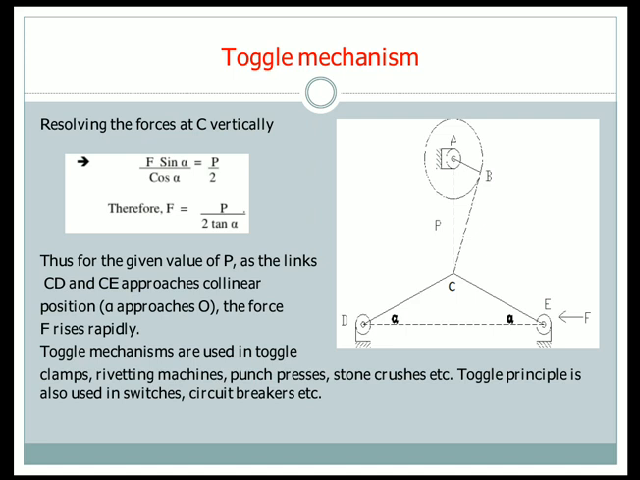Like that, punch presses are presses which apply a large amount of force over short distances, and riveting machines are machines which are used to rivet metal sheets. When we have to join two sheets, there is a process called riveting. Riveting is applying nails and hitting with large forces. That is called riveting, and in the machines used for riveting, the toggle mechanism is used.